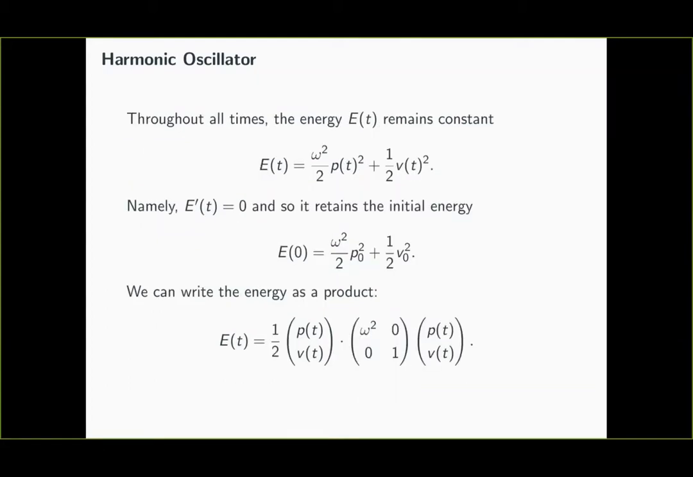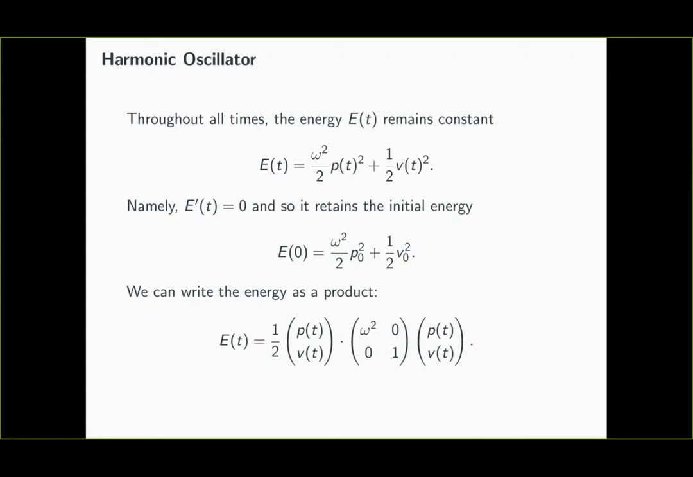For that energy term, I would like to introduce also some additional formalism. Namely, we can express this in terms of matrix vector calculations. The energy at time t, E of t, can be written as 1 over 2 times the state vector of the system. First component is p of t and the second component is v of t.